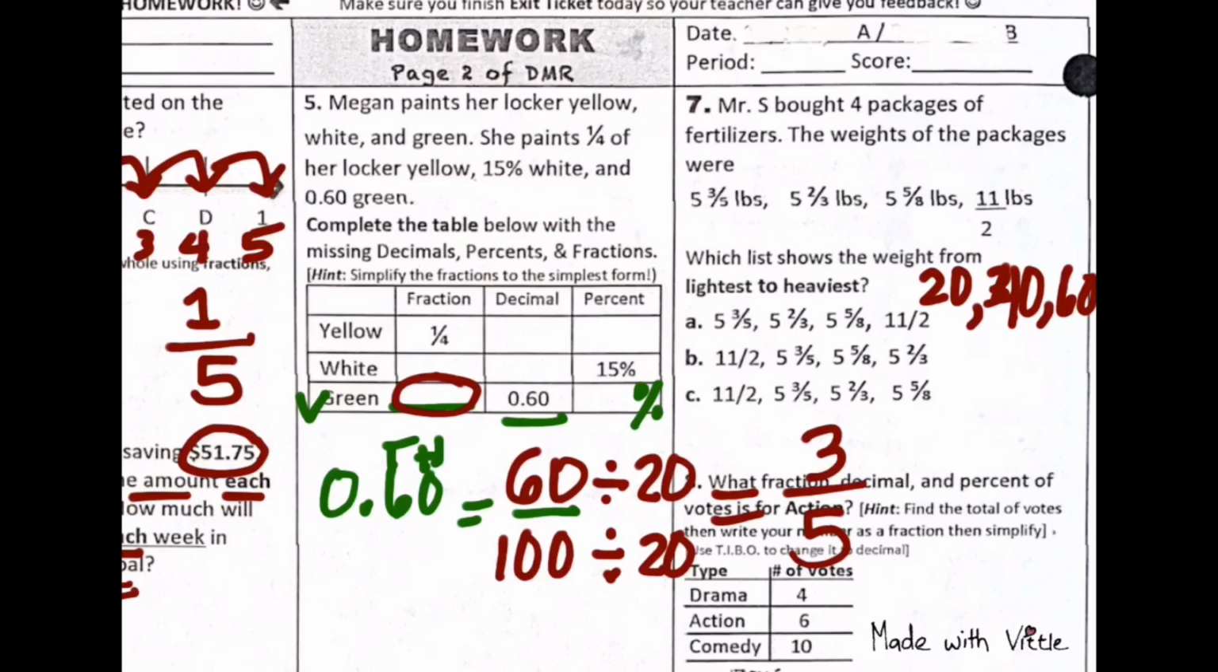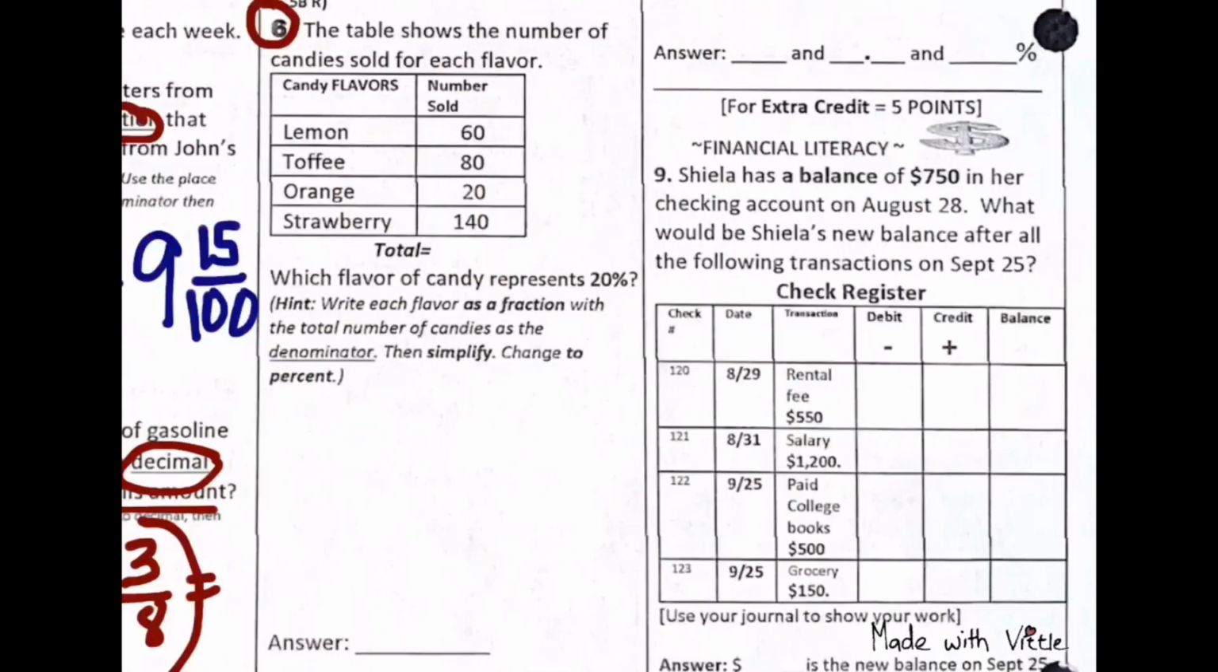Please practice on simplifying fractions to the simplest form. Now on item number 6, this is the same thing that we had as an example on our daily math review, page 1, at the front of our exit ticket. So the table shows the number of candies sold for each flavor. You have lemon, 60 pieces sold, toffee, 80 pieces sold, orange, 20 pieces sold, and strawberry, 140 pieces sold. The question is, which flavor of candy represents 20%?